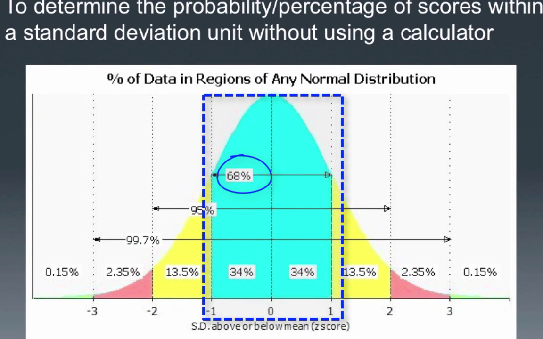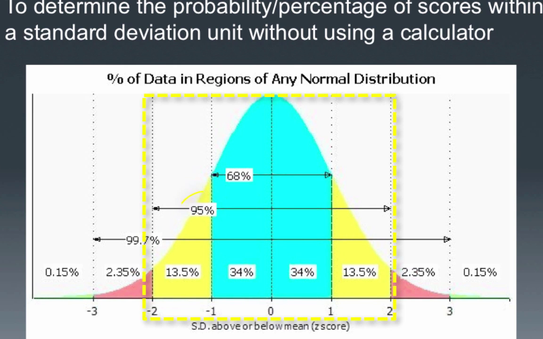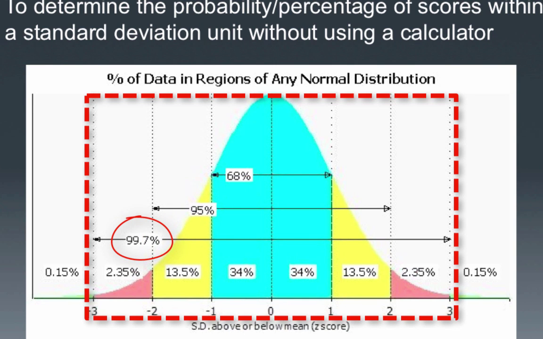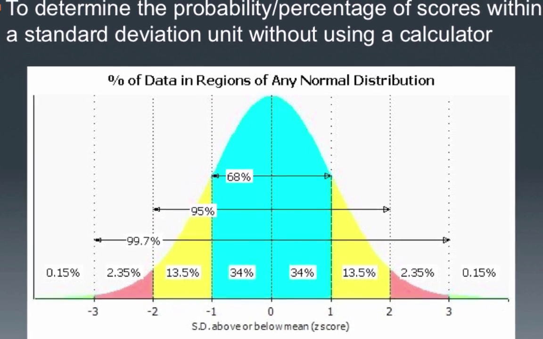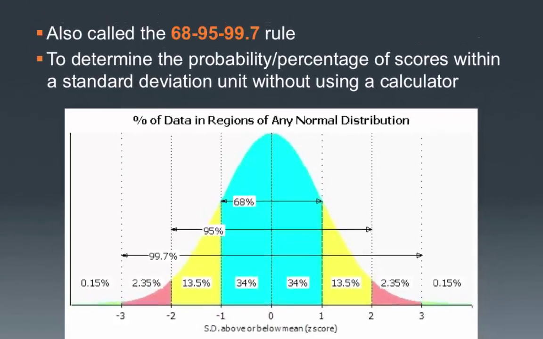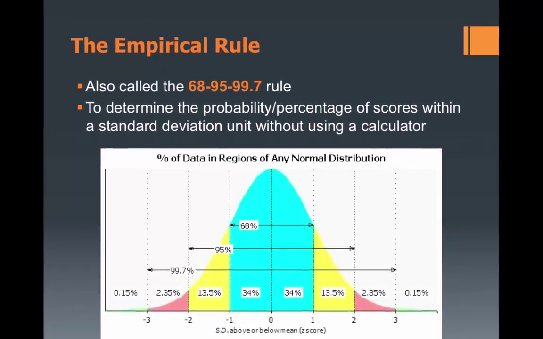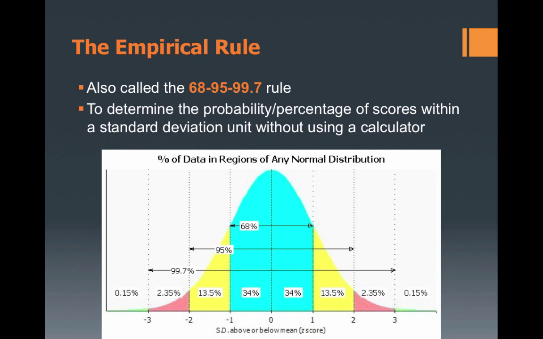Plus or minus 1 standard deviation unit contains 68% of all scores. Plus or minus 2 standard deviation units contains 95% of all scores. And plus or minus 3 standard deviation units contains 99.7% of all scores. So this is a nice shortcut for figuring out the probability or percentages of scores without using a calculator.